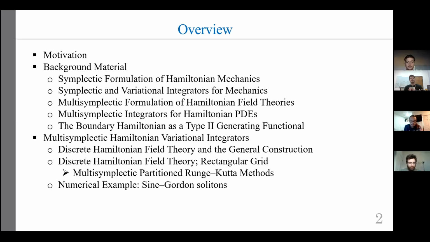And then after that, I'll talk about the main content of the work that we're doing, which is the variational integrators for this class of problems. Okay, and then I'll present some examples at the end.